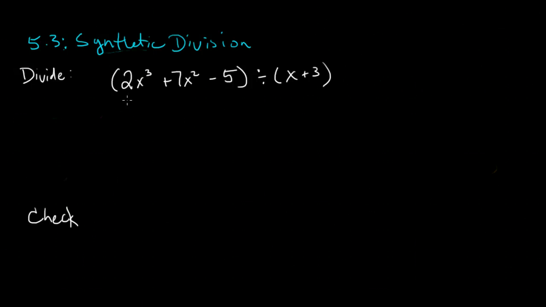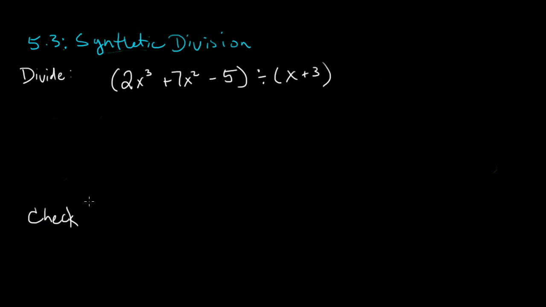Here we are asked to divide the quantity 2x cubed plus 7x squared minus 5 by the quantity x plus 3. And we're asked to use synthetic division to do it, and then we're asked to check it. So first, let's do this with synthetic division.